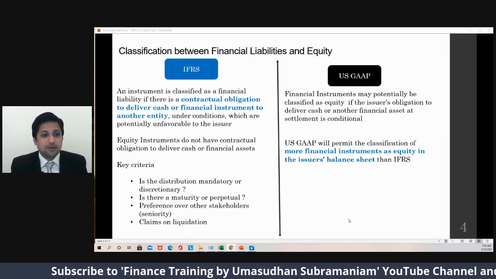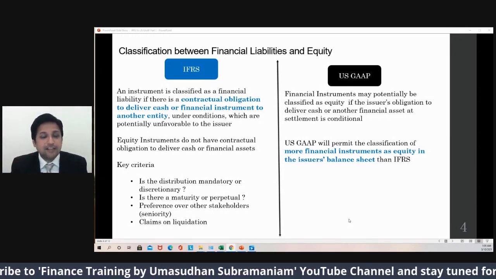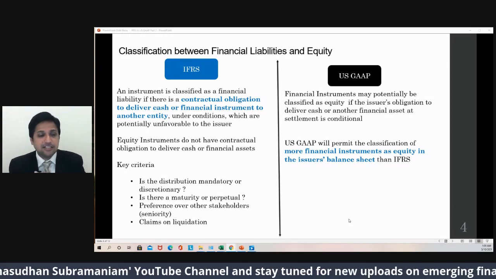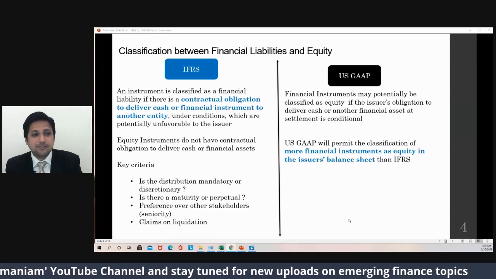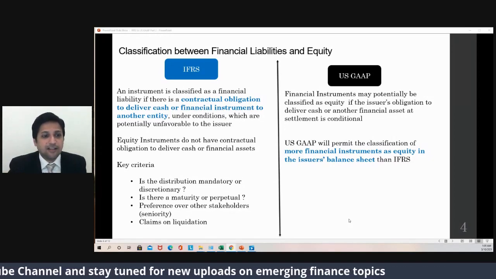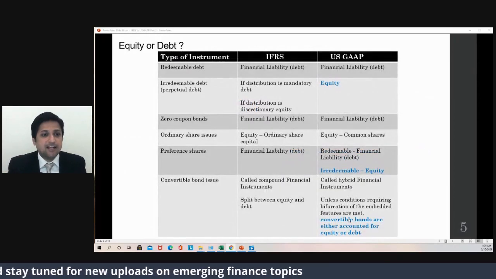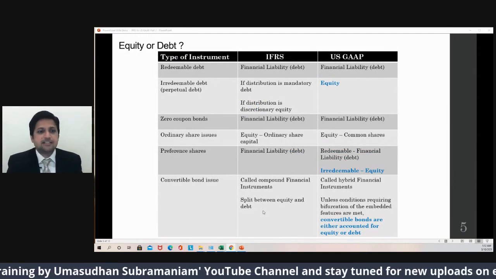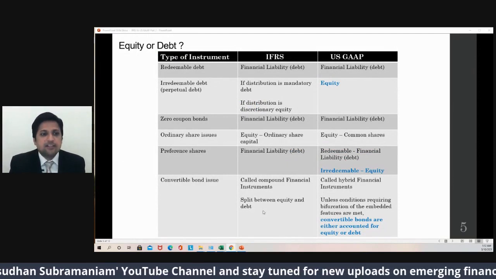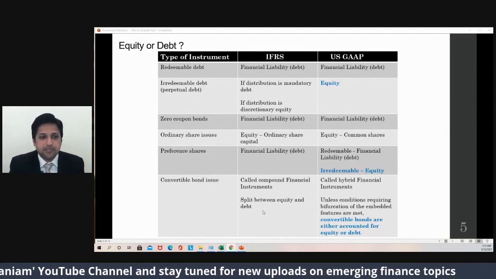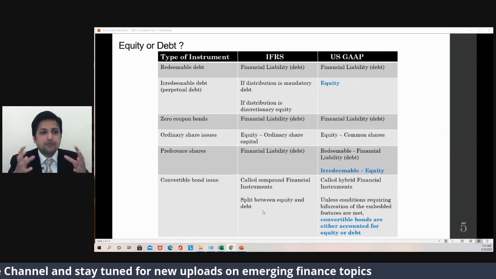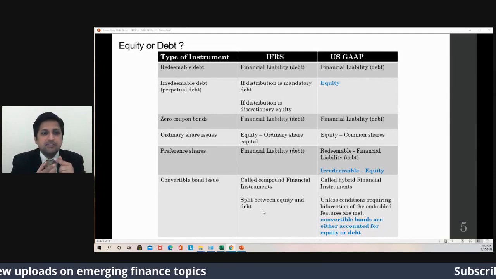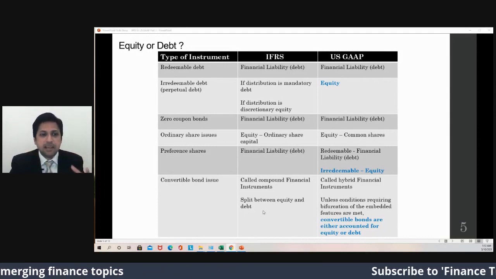And we are going to look at a list of instruments in the next slide, and we are going to discuss how those instruments are going to be classified in IFRS and US GAAP. A redeemable debt is a debt instrument with a specific maturity period. And during the period of maturity, the interest and the principal repayments need to be made.